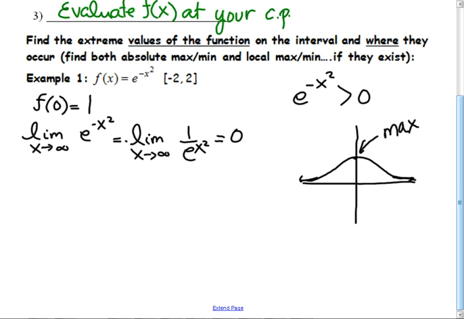The question that comes in is what somebody asks: what if it's negative infinity to infinity? Is there a minimum?